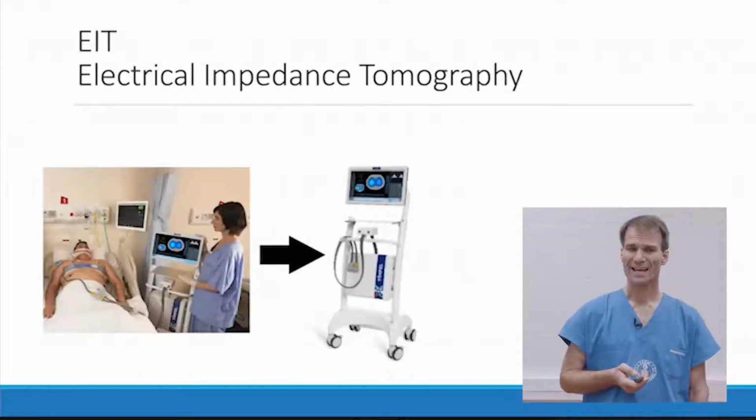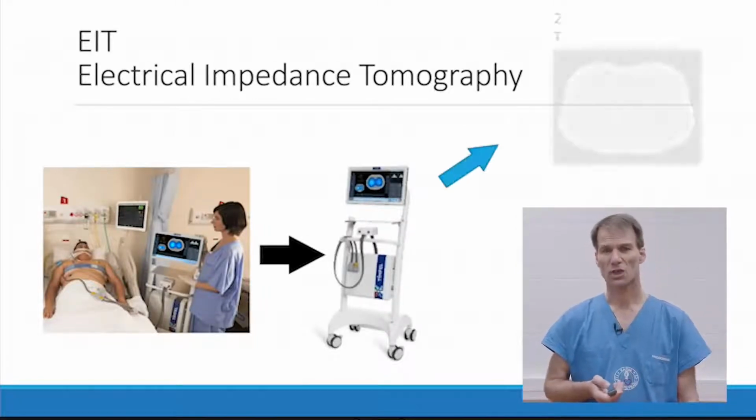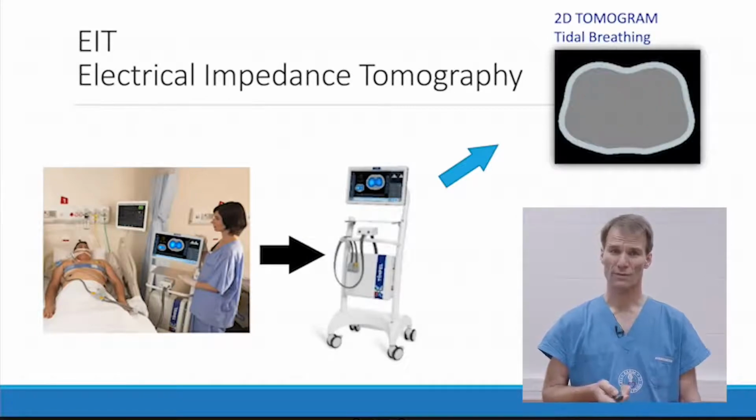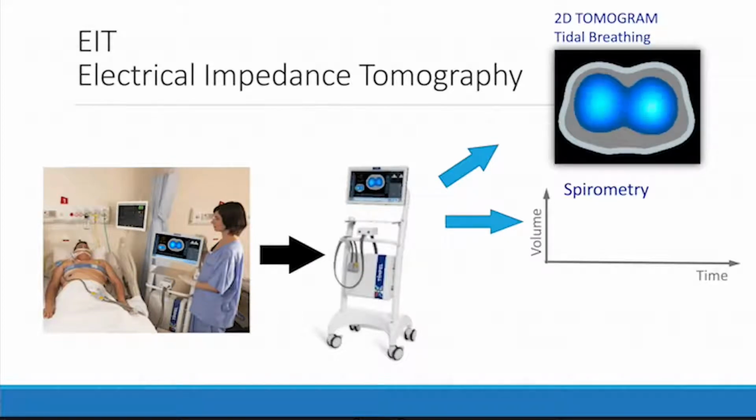We'll need a device called an electrical impedance tomogram. It's next to me here. And just to let you know, this tomogram can generate this 2D image. It can also generate and will show us a simple spirometry curve that you know from spirometry, from other devices.